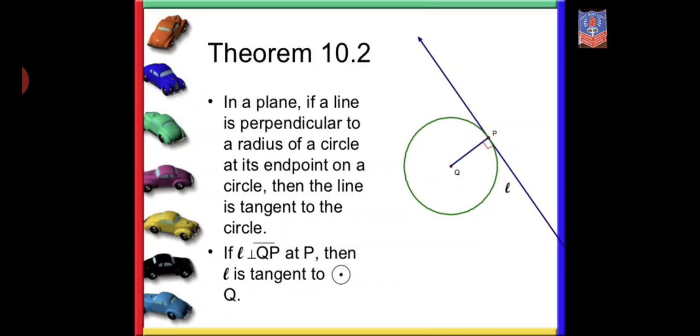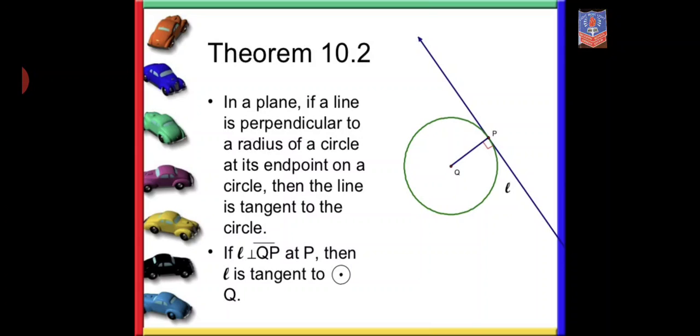Now the converse: if there is a line L and you do not know whether it is tangent or not. If there is a line L in the plane of a circle, and it is given that the line L is perpendicular to the radius QP at the point of contact P, then this line L will be the tangent to the circle at point P. L is the tangent to the circle at point P. I hope you understood.